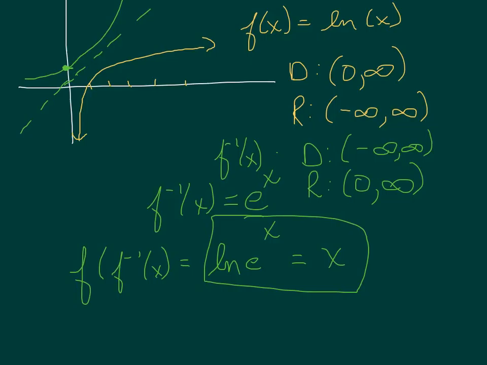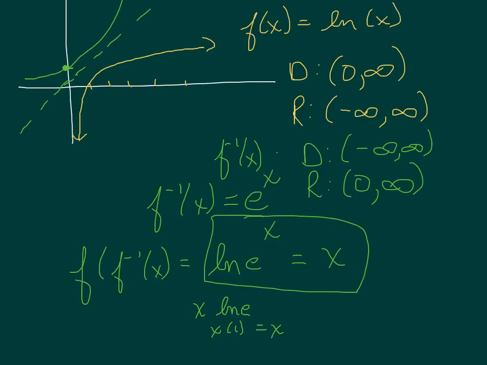You could also use your properties of logs to figure out what it is. If that doesn't ring a bell, using the property of logs, we could say that x times the natural log of e, the natural log of e is 1, so it's equal to x that way as well. But you could save that step if you remember, because of the composition of a function with its inverse, you always get x.